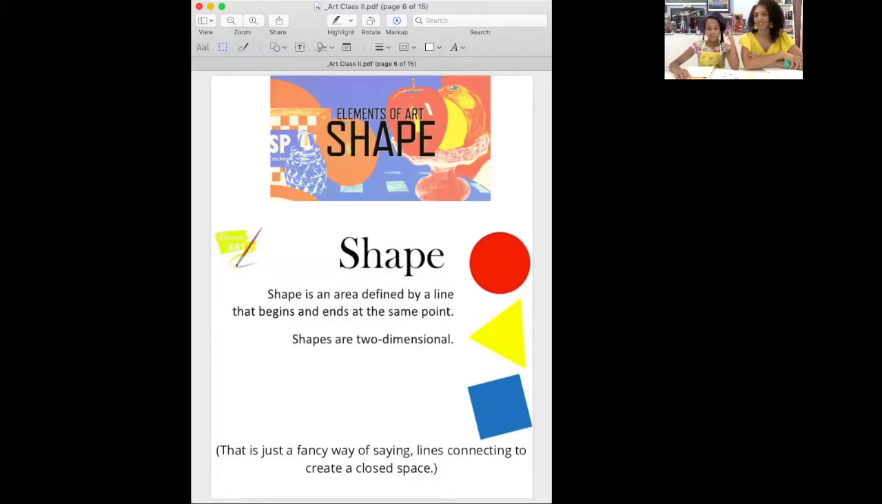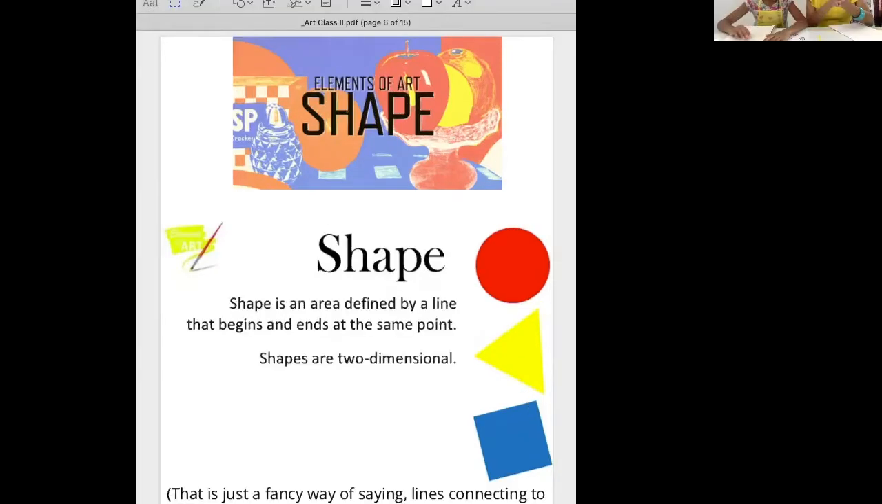That's just a fancy way of saying lines connecting to create a closed space. So it's when lines come together and close the space. Okay, but what does it mean to be two-dimensional? Two-dimensional means you only have two dimensions. And what are they? They are the length and the width. And they are usually what kind of shapes? Flat shapes. That's just a fancy way of saying flat, y'all.